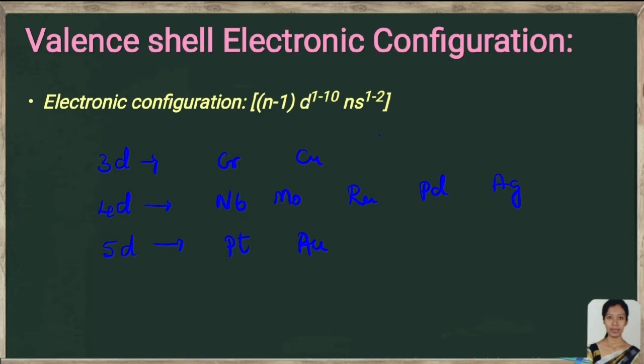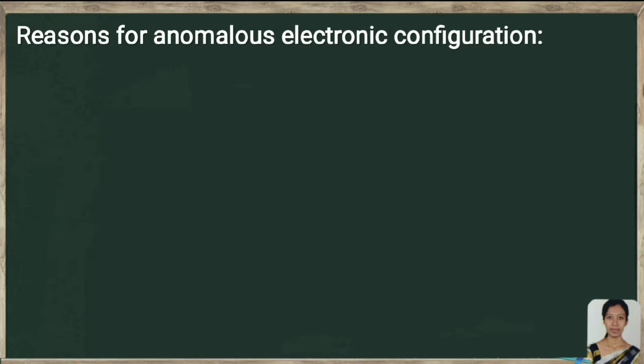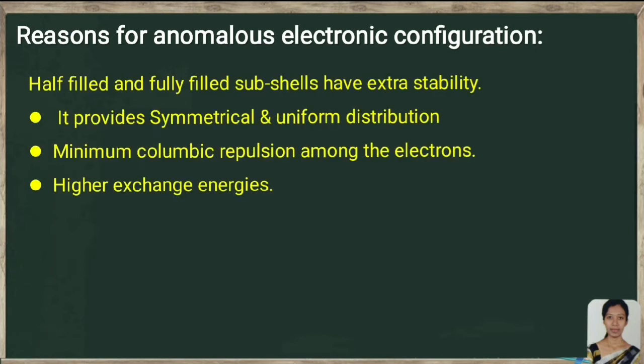As I said before, half-filled and completely filled electronic configurations are stable. What is the reason for this stability? Here are the reasons for anomalous electronic configuration. The first is symmetrical distribution of electrons, that means symmetrical, uniform distribution around the atomic orbital.